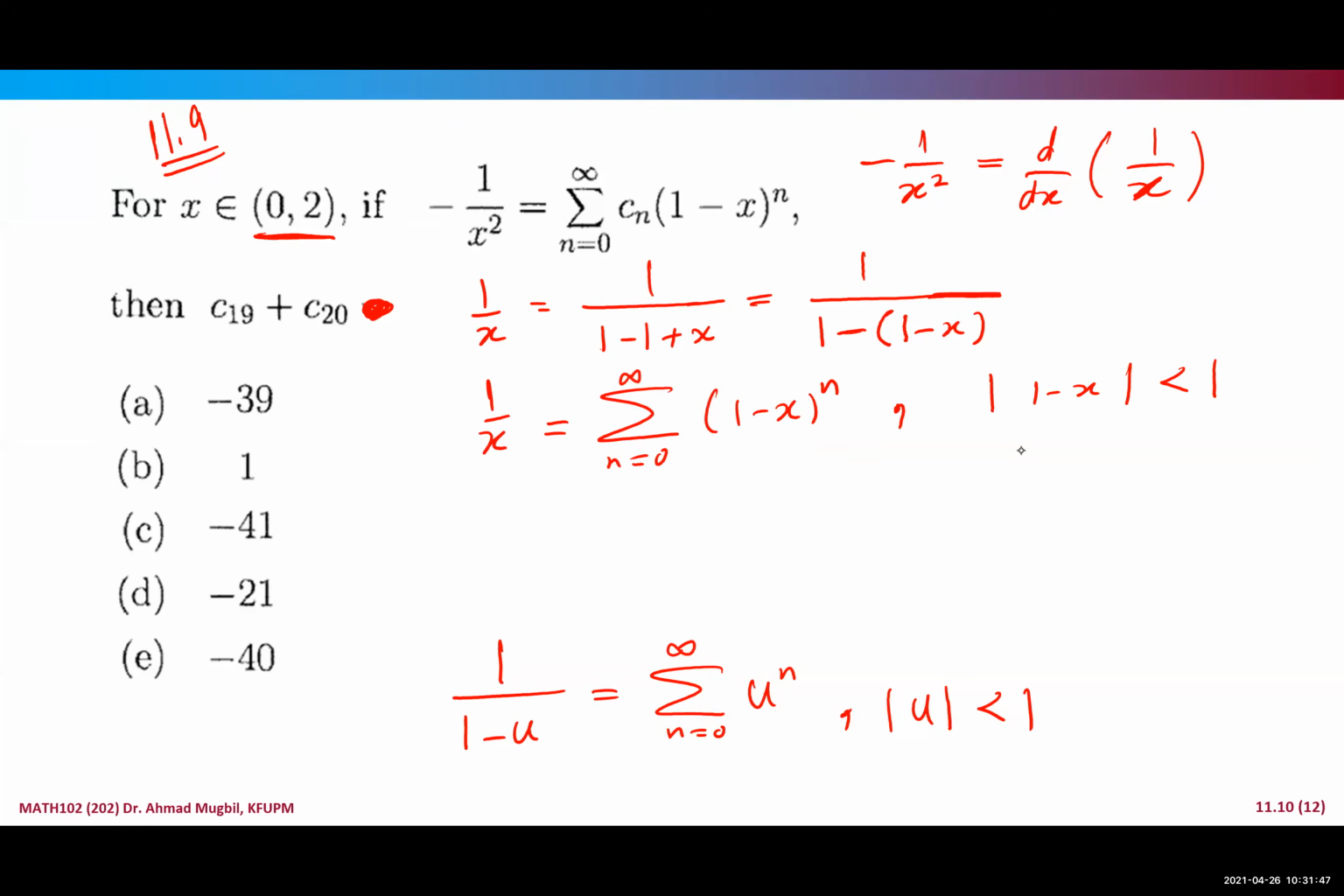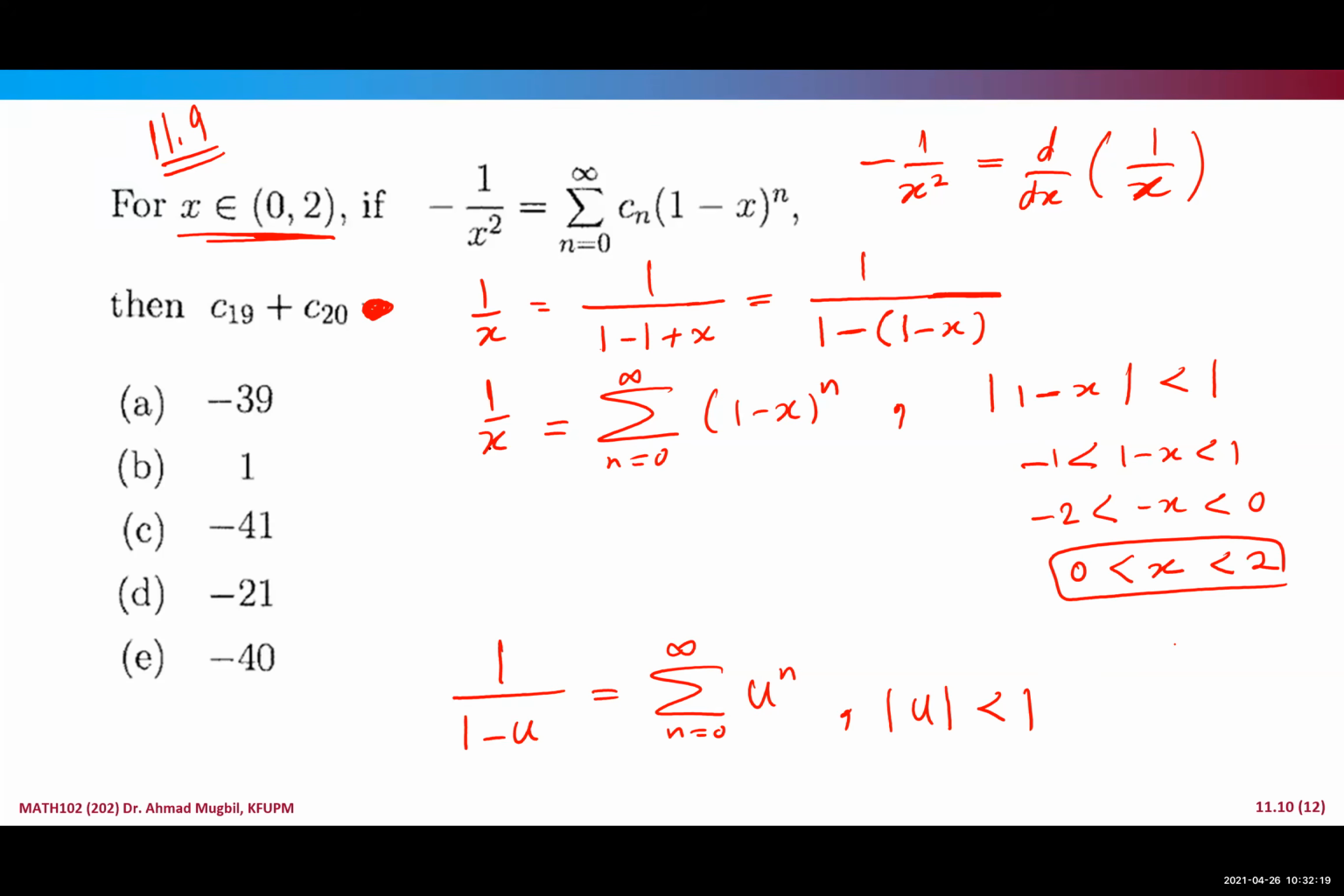Is this valid? We need to check the condition, because he told me that x is there. So now, if you solve this inequality, what will you have? You will have 1 minus x less than 1 and greater than negative 1, which means that negative x is less than 0 and greater than negative 2. Multiply by negative 1, you will have x less than 2 and greater than 0. Yes, x is between 0 and 2. Now it is done, guys. Almost done. What is remaining?